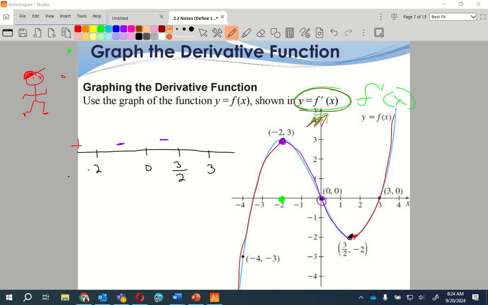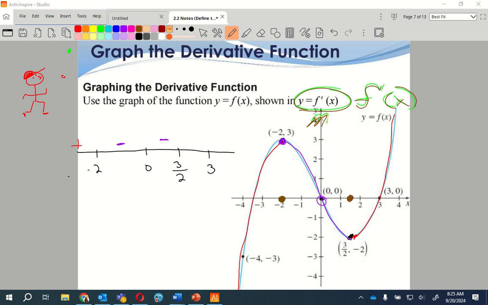So in my derivative, if I'm graphing the derivative here, the y value is not the y value anymore. The y value is the slope at a given x value. So when I did this, my slope is 0 at this point right here, right? Make sense or no? Okay, over here at 3/2, my slope is 0. It's changing from a negative to a positive. So 3/2 is right here.